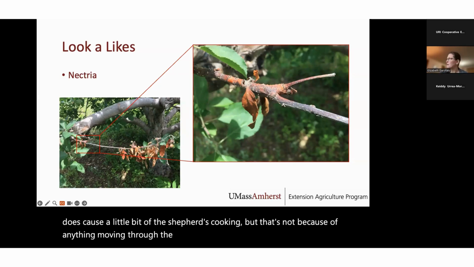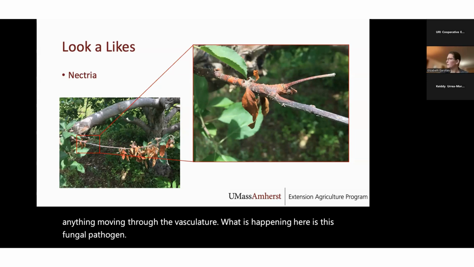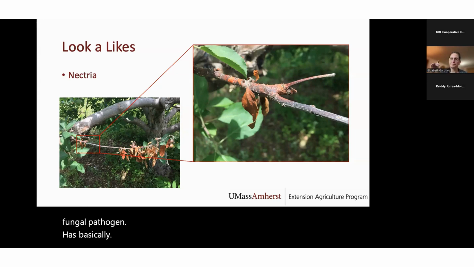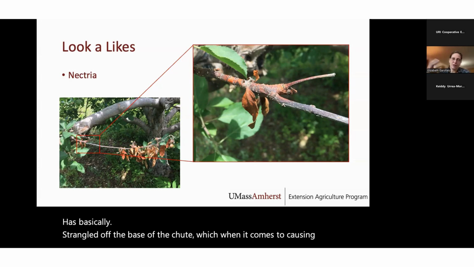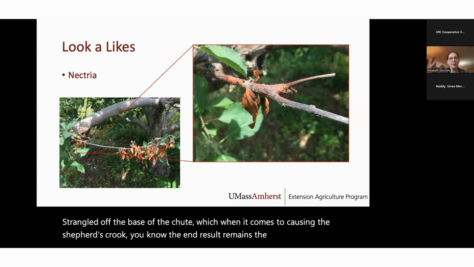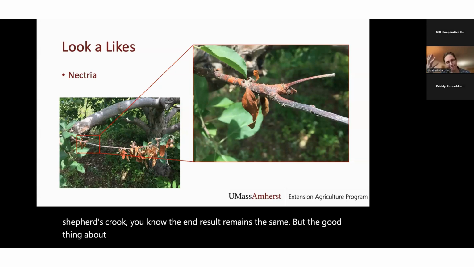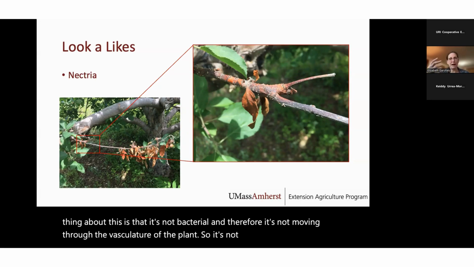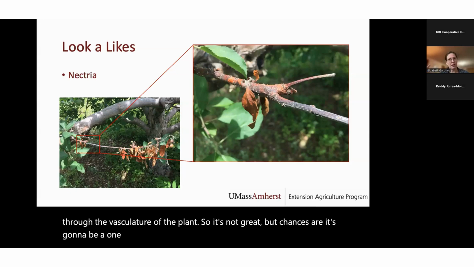What is happening here is this fungal pathogen has basically strangled off the base of the shoot, which when it comes to causing the shepherd's crook, the end result remains the same. But the good thing about this is that it's not bacterial and therefore it's not moving through the vasculature of the plant. So it's not great, but chances are it's going to be a one-off strike in a tree, and it's not going to move through the rest of the tree the way fire blight will.